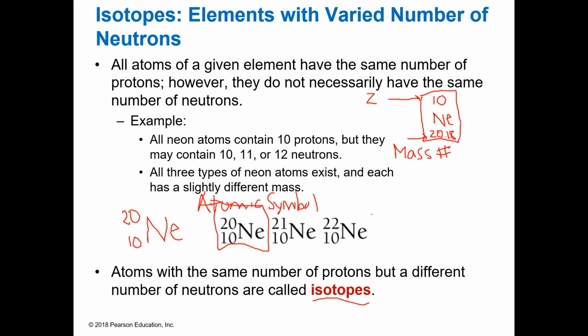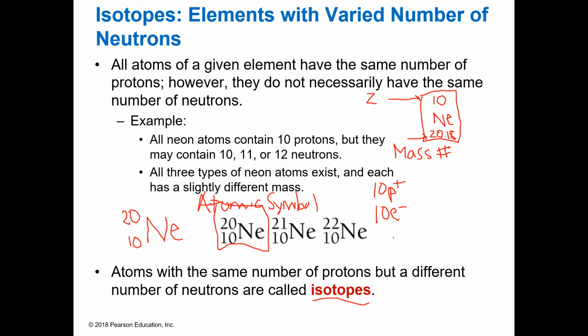Now the atomic symbol leads us to be able to get some information. If we know the mass number, then we can figure out the neutrons. Neon has an atomic number of 10, so that means it has 10 protons. How many electrons does it have? It also has 10, right? Because our atoms are neutral, so our atoms are going to have the same number of protons as they do electrons.